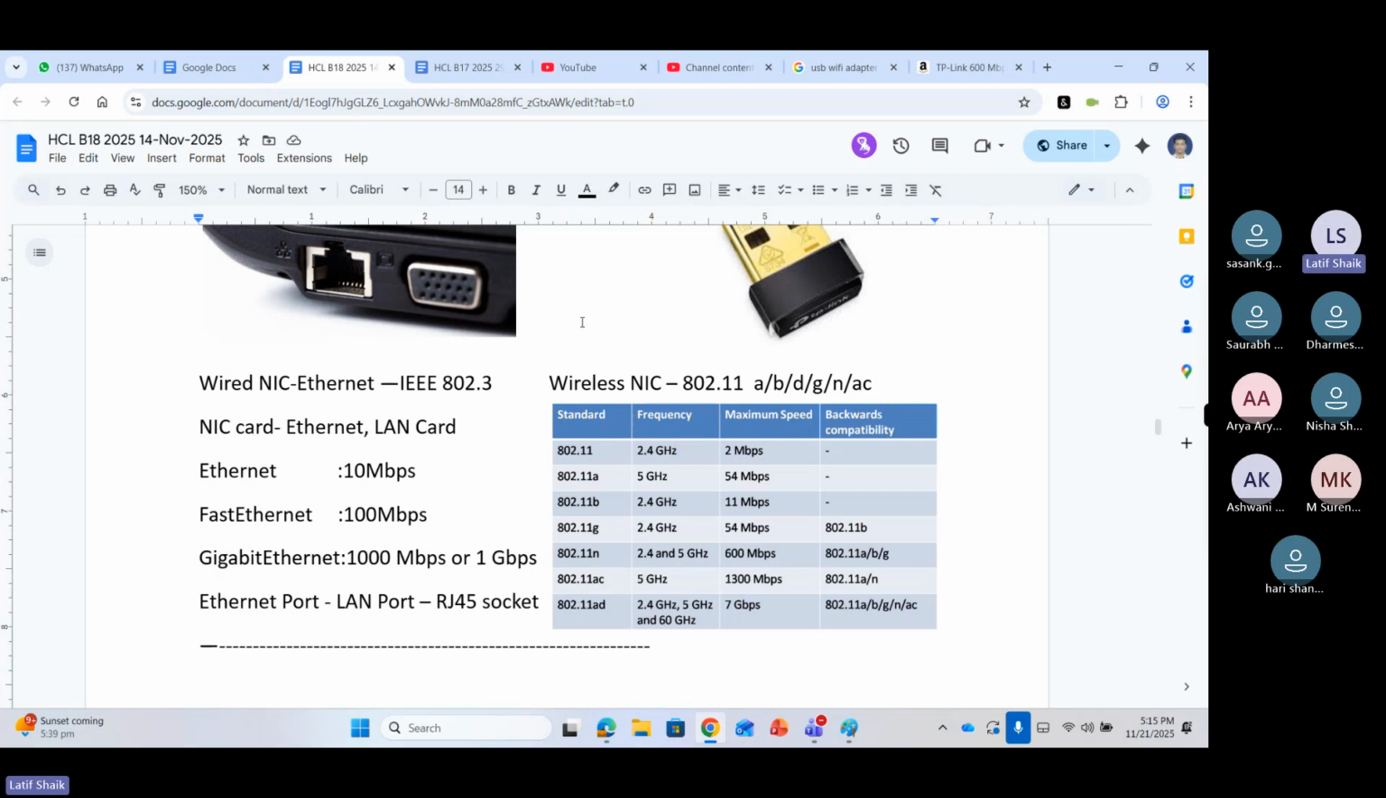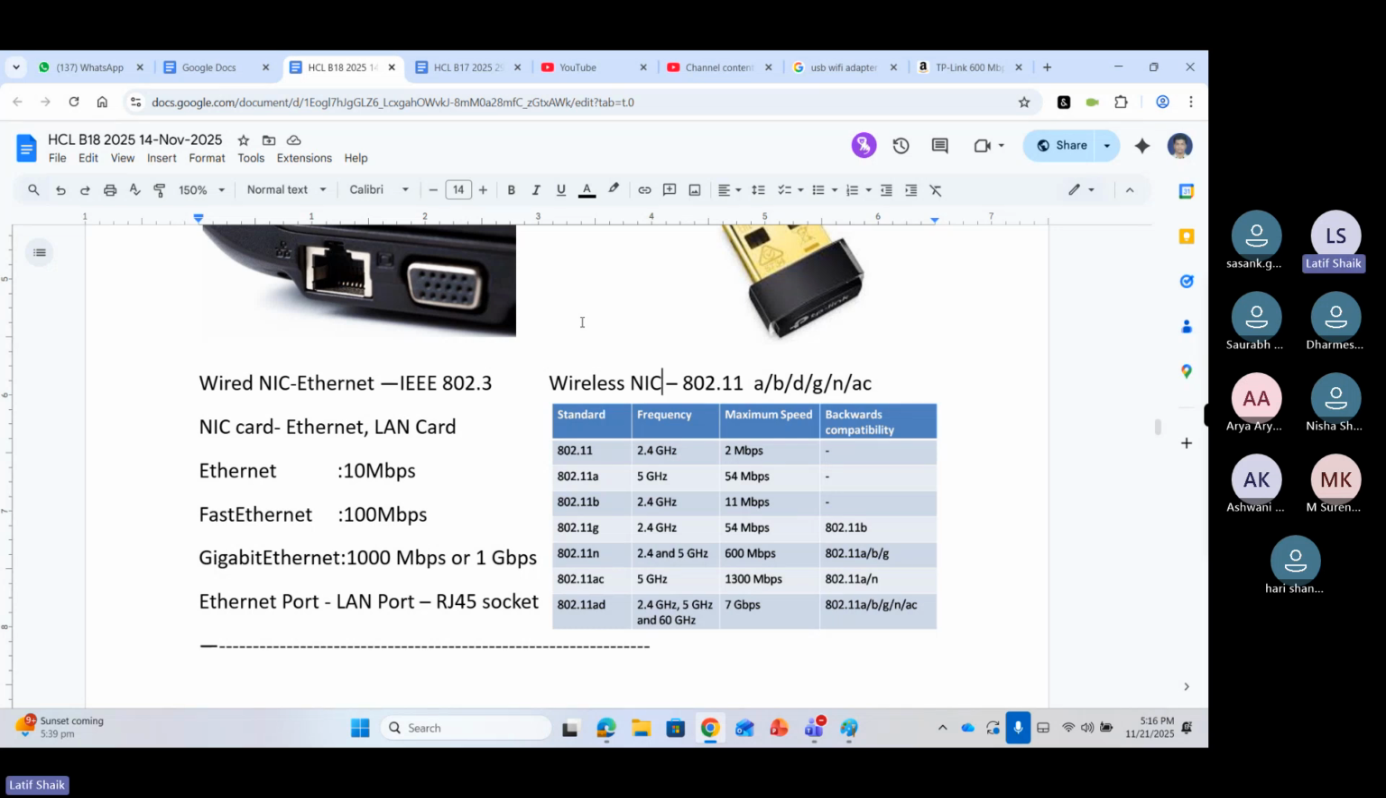Like 802.11 is the basic one, it's 2.4 gigahertz and 2 Mbps support. 802.11a, 5 gigahertz, 54 Mbps. B is 2.4 again, 11 Mbps. G, 2.4 gigahertz, 54 Mbps. N, dual channel. N means it supports both 2.4 and 5 gigahertz and up to 600 Mbps speed. AC is only 5 gigahertz. AD is to include 2.4, 5 and 6 gigahertz. Okay. Anyway, we are not going with 6 gigahertz at all.